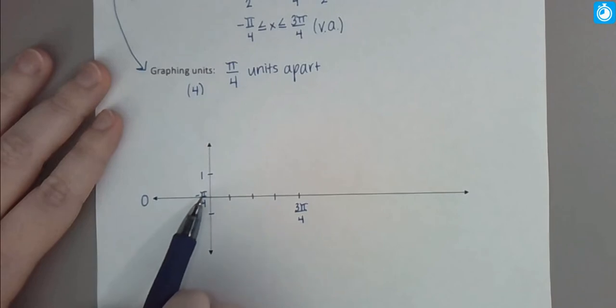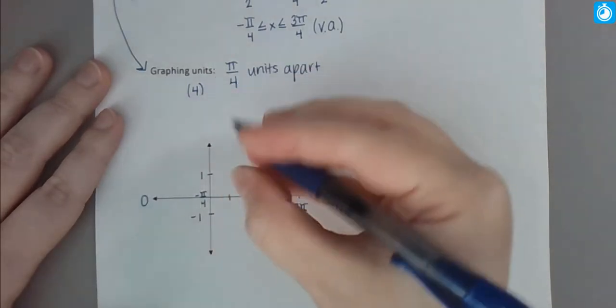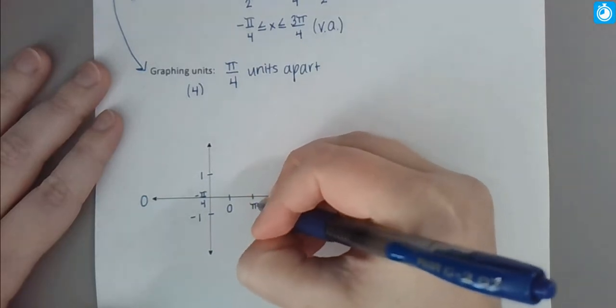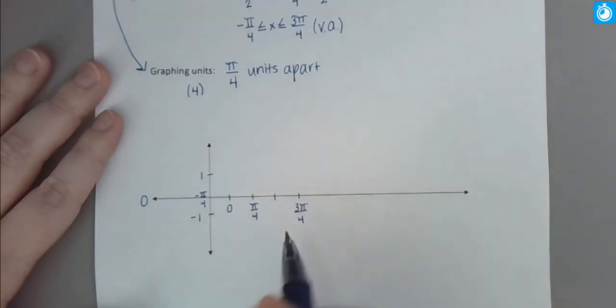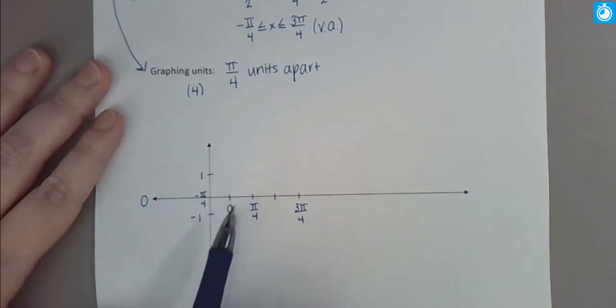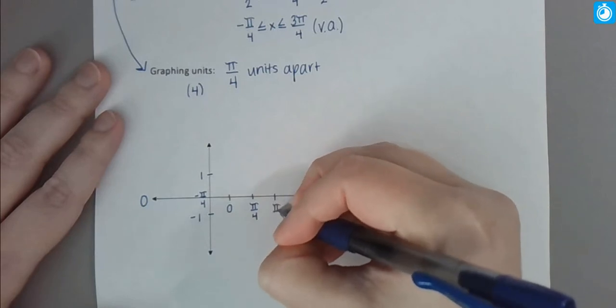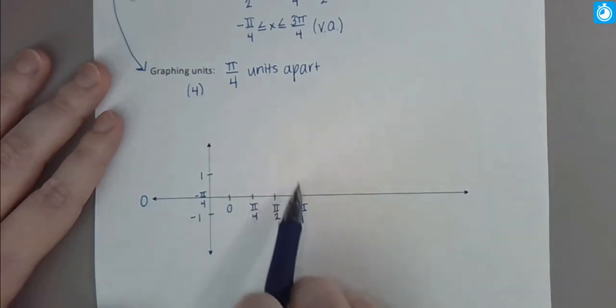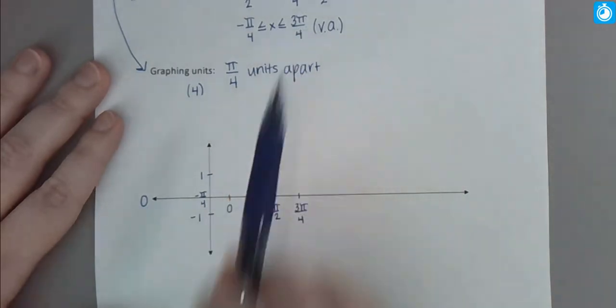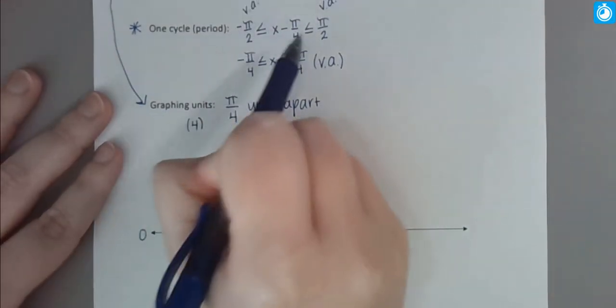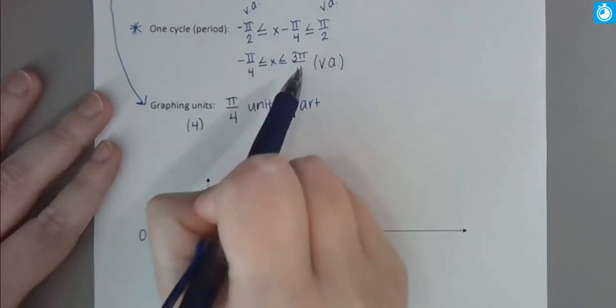So negative pi over 4 plus pi over 4 is going to take us to 0. Plus another pi over 4 takes us to pi over 4. So negative pi over 4, 0, pi over 4, 2 pi over 4, which reduces to pi over 2, and 3 pi over 4, which is where we're supposed to end. So that looks good.